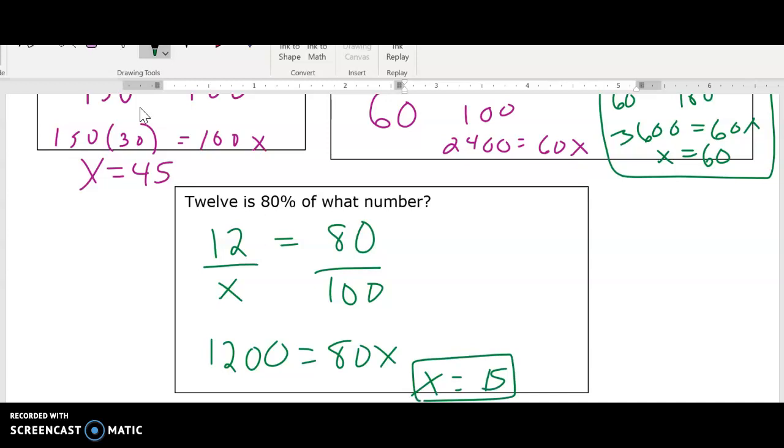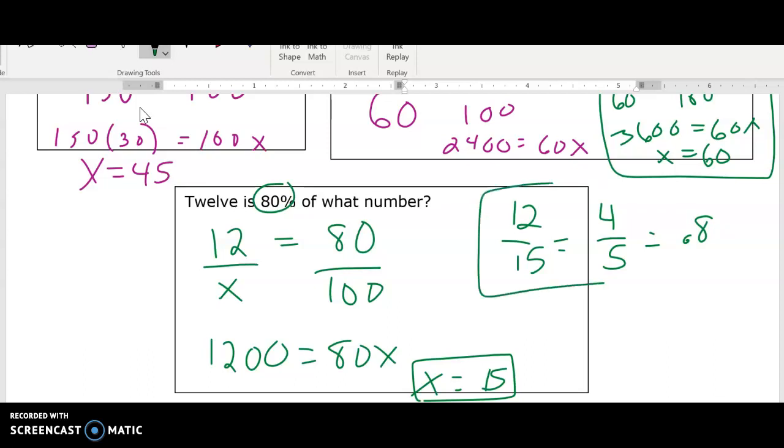Okay, so 12 over 15. Let's look at that. That's 4/5. And 4/5 as a decimal is 0.8. And 80% as a decimal is 0.8. So yeah, I just checked my answer. This is where I checked my answer.